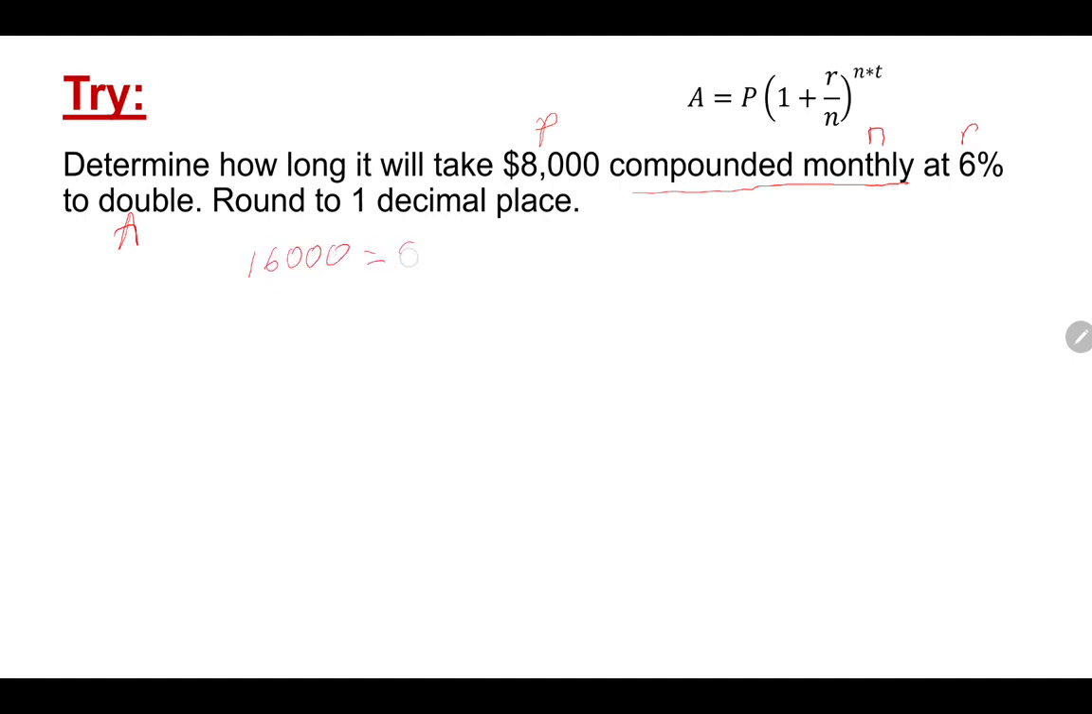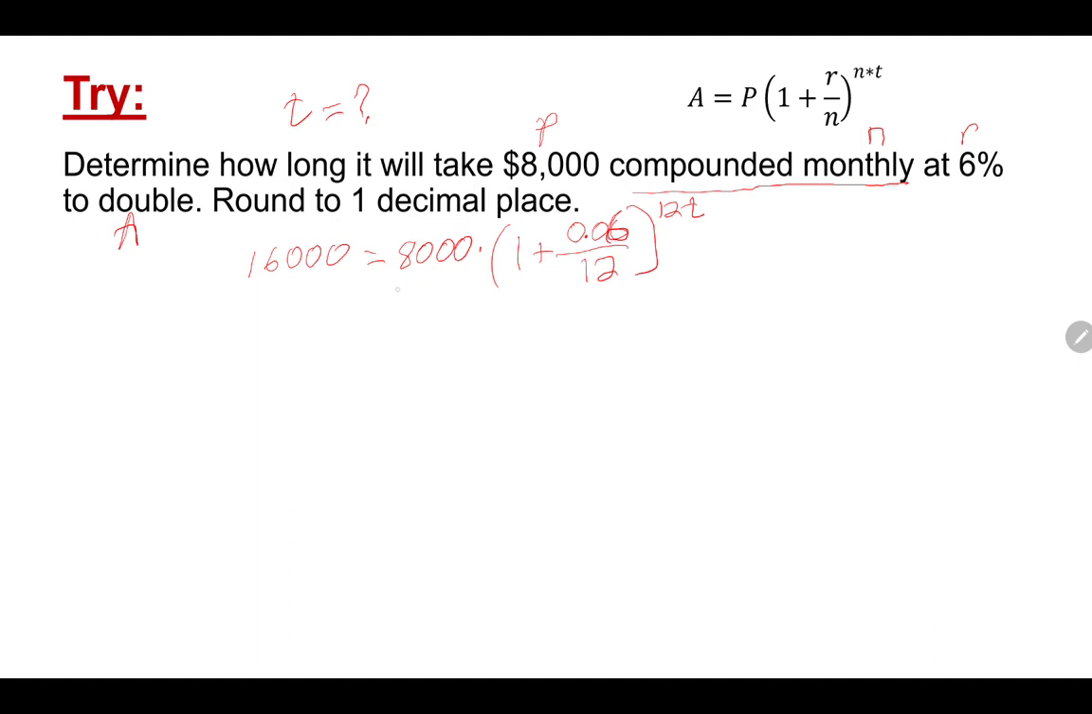is equal to 8,000 times 1 plus my rate as a decimal, 0.06. Man, that got hokey. All right, 6 divided by 12, to the power of 12t. So we want to know when, so my n is 12, and t is my unknown. That's what I'm trying to solve.